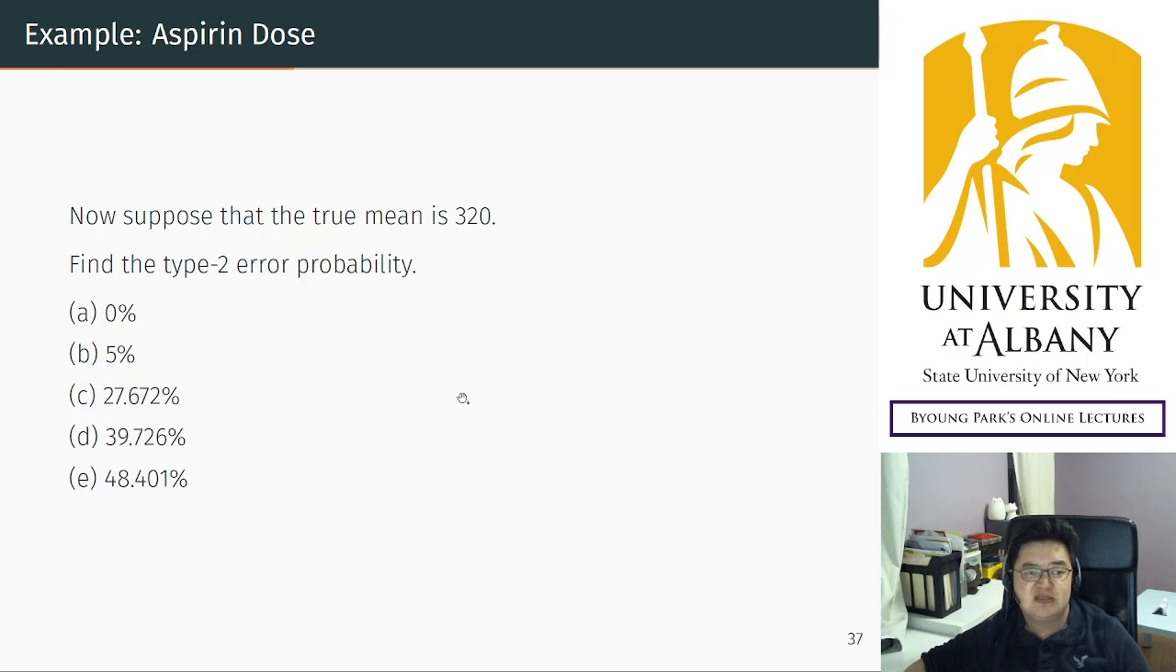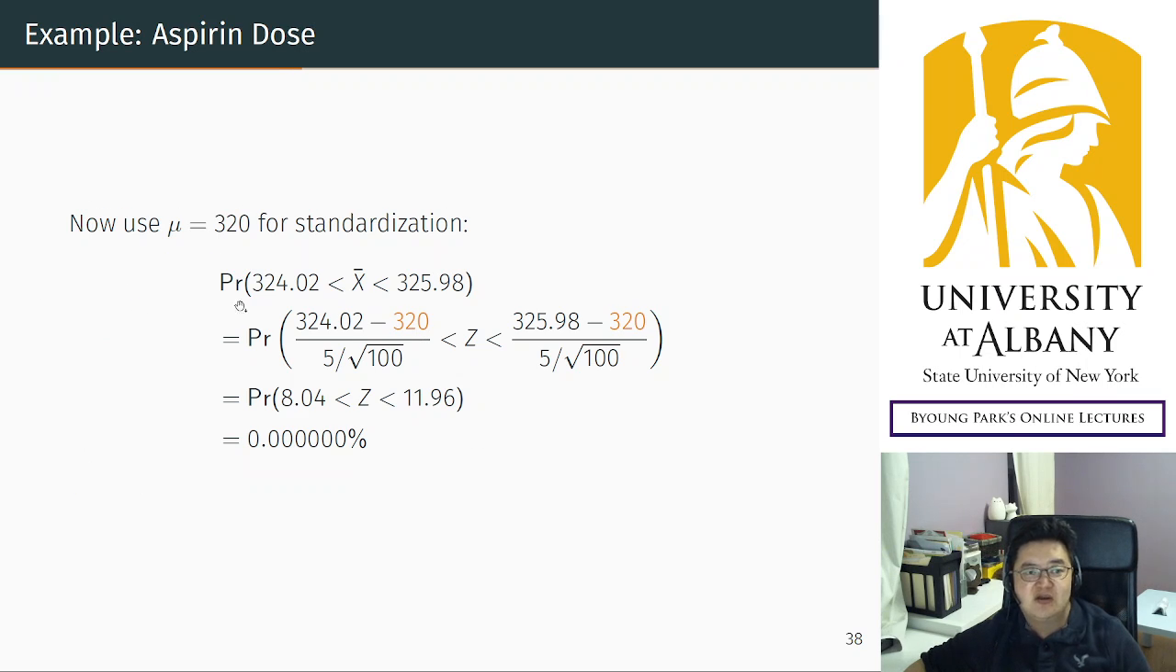The answer is 0%. Because now everything is the same, but the standardization uses 320. 320 is the mean now, because that's what you assumed. And then the standardized numbers become 8 and 11, which is a huge number.